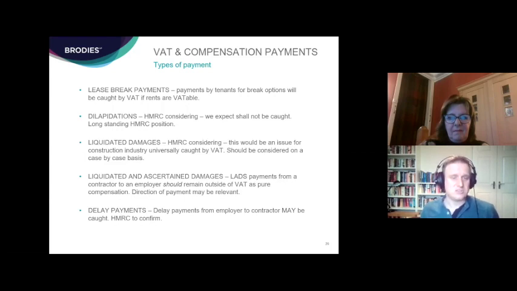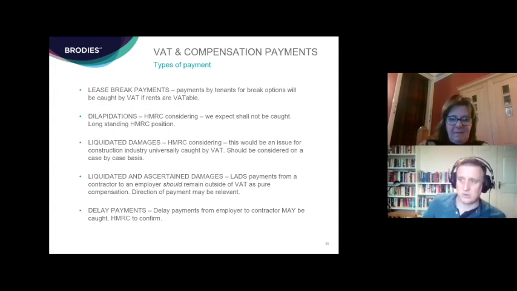Liquidated damages, HMRC are considering this again. If they try to universally class liquidated damages under construction contracts as subject to VAT, that could be a big issue for the construction industry. At the moment, our advice is really that these will have to be considered on a case-by-case basis. Liquidated and ascertained damages: our view is that these probably will remain outside the scope of VAT.